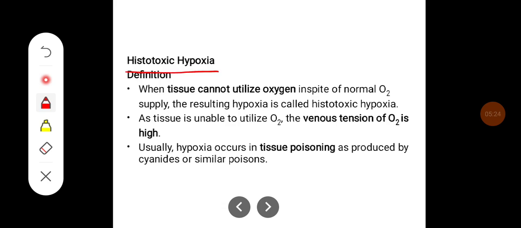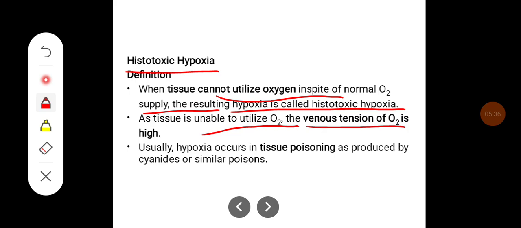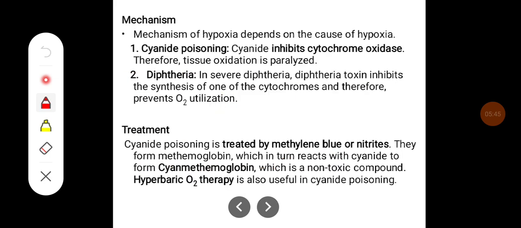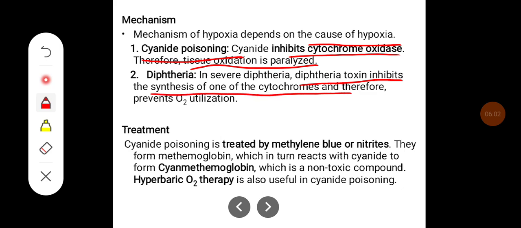Histotoxic hypoxia: when tissue cannot utilize oxygen in spite of normal O2 supply, the resulting hypoxia is called histotoxic hypoxia. As tissue is unable to utilize oxygen, the venous tension of oxygen is high. Usually hypoxia occurs in tissue poisoning as produced by cyanides or similar poisons. The mechanism of hypoxia depends on the cause. In cyanide poisoning, cyanide inhibits cytochrome oxidase, therefore tissue oxidation is paralyzed. In severe diphtheria, the toxin inhibits the synthesis of one of the cytochromes and therefore prevents oxygen utilization.